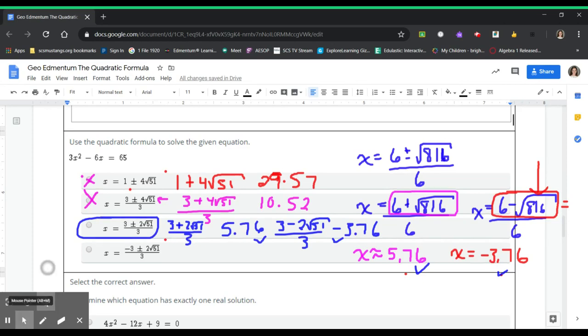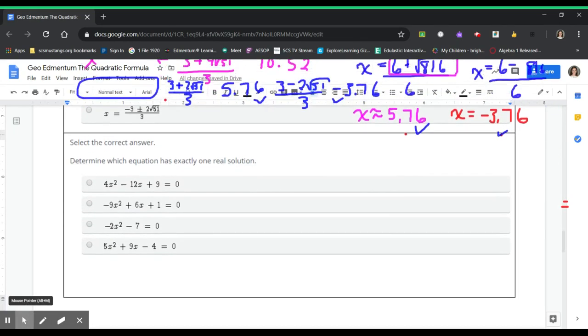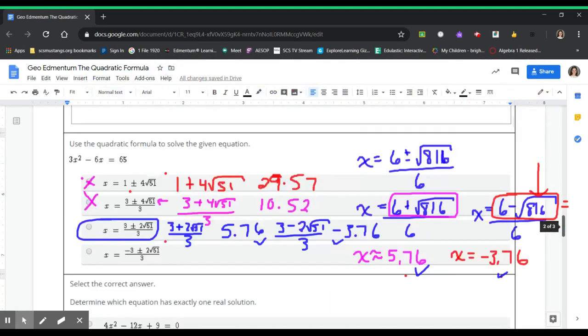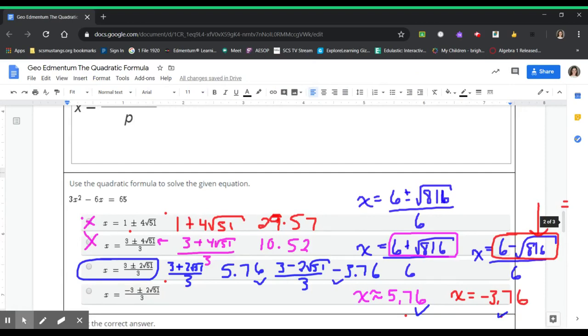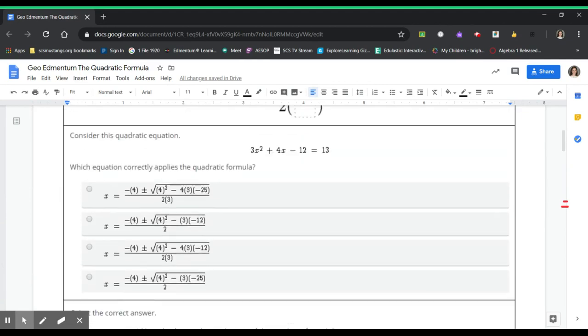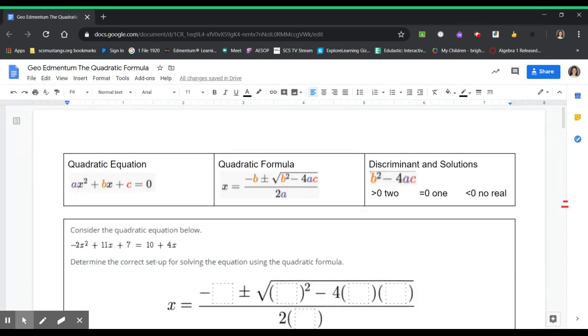All right, looking at the next one. They want us to determine which equation has exactly one real solution. Okay, so to scroll back up to the top, there's a part that I didn't talk about. And I think in the beginning of the video, there's a mistake, and it says determinant instead of discriminant. It determines how many solutions you're going to have, but it's called the discriminant. And the discriminant is that part that's inside the square root. So it's actually this guy right here, part of our quadratic formula.